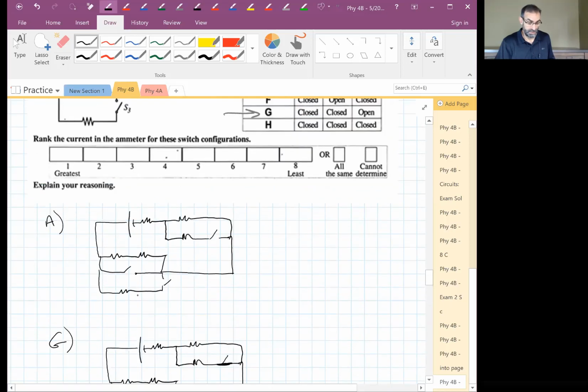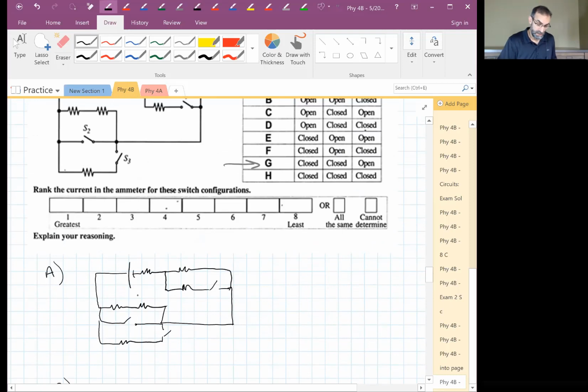So do you have the current path for A? All the switches are open. Current comes from the battery. It gets to this junction and it has a choice, right? Well, not really in this case.